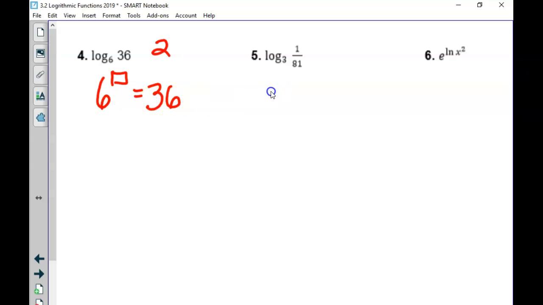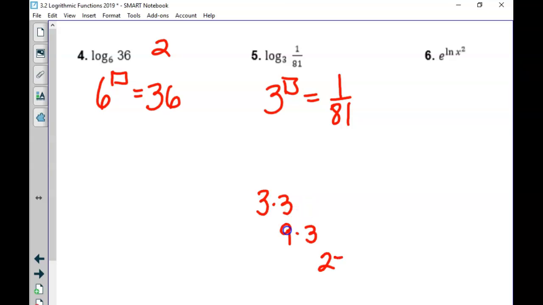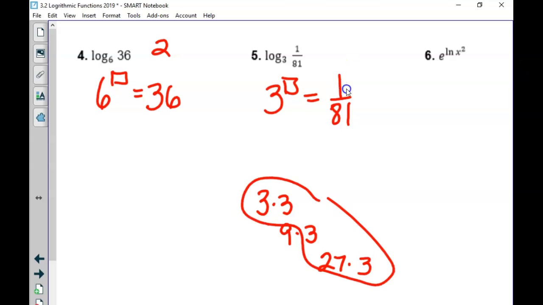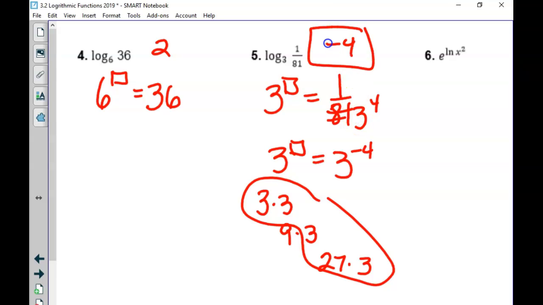This is a trickier one. Anybody think they got this one? Xavier? 3 to what power is 1 over 81? So 3 times 3 is 9, times 3 again is 27, times 3 again is 81. So we had 4. So this is 3 to the 4th, and then he said because it needs to come up out of the basement, the answer was -4.